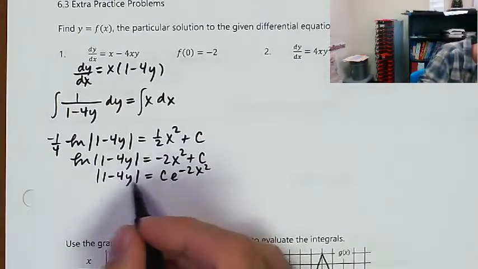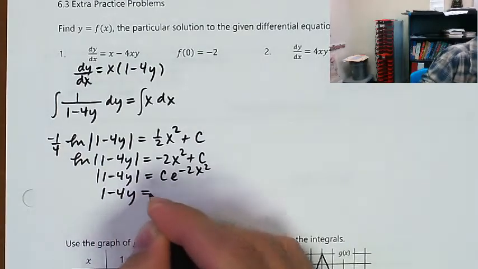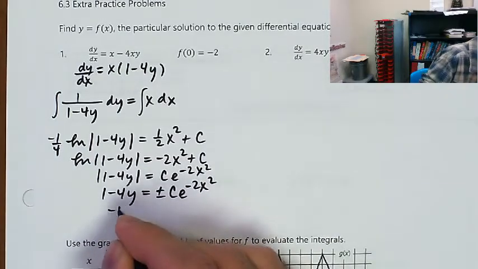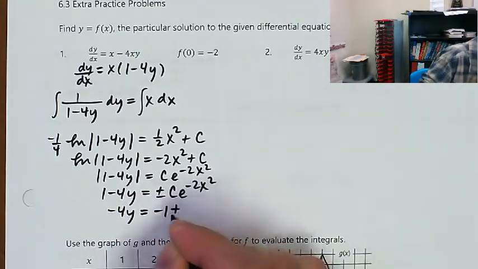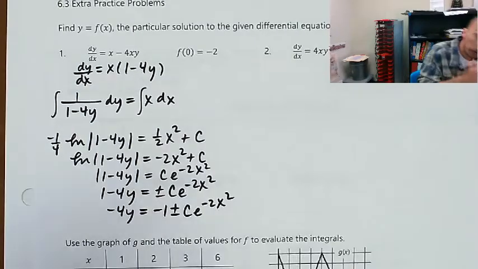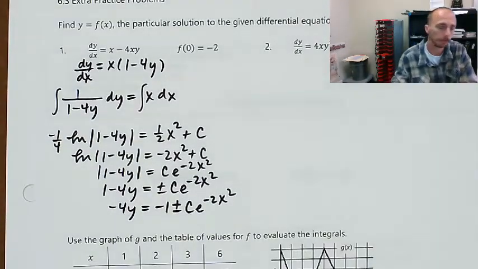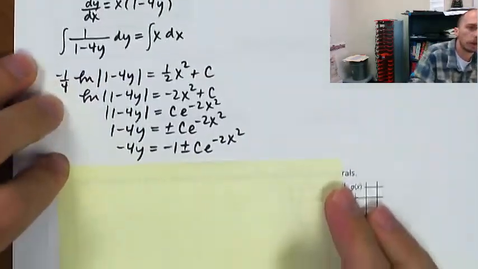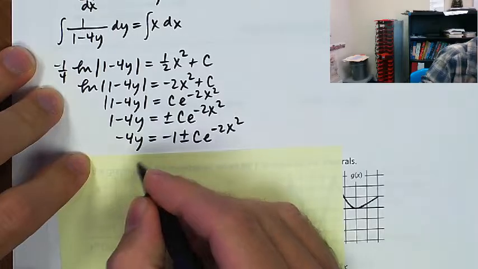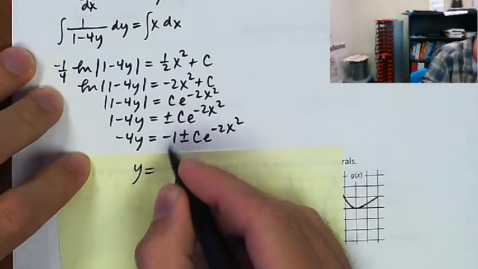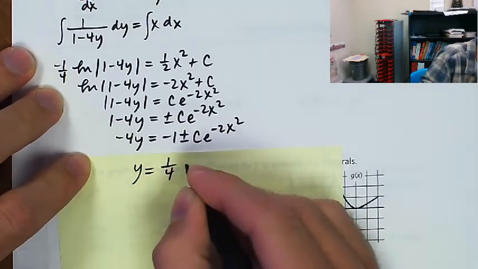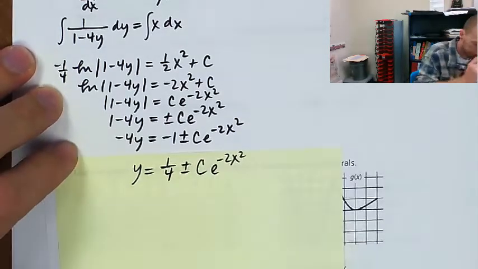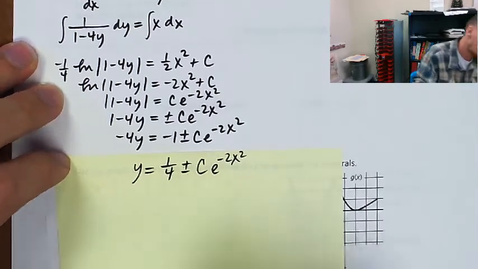And then I'll drop the absolute values, and I'll get 1 minus 4y equals plus or minus c e to the negative 2x squared. Then negative 4y equals negative 1 plus or minus c e to the negative 2x squared. That's about as far as I can get. I'm going to start writing on the next set of problems. Right, let's just keep this going. Okay, divide both sides by negative 4, and I'll get y equals negative 1 divided by negative 4 is positive 1/4. That's still going to be plus or minus some other c now, e to the negative 2x squared. Okay, and now I've got y.